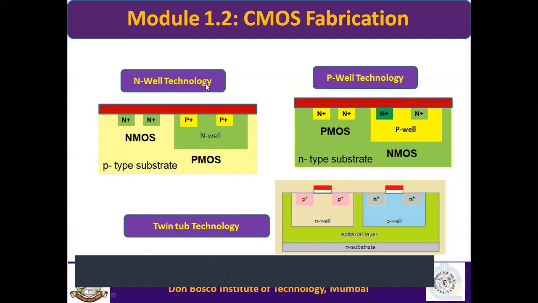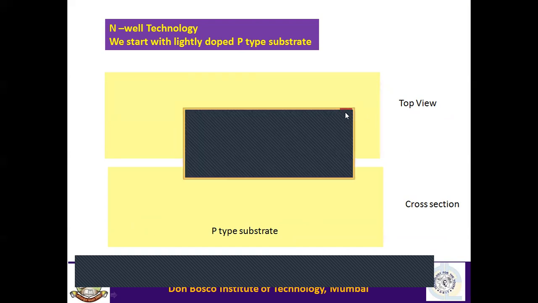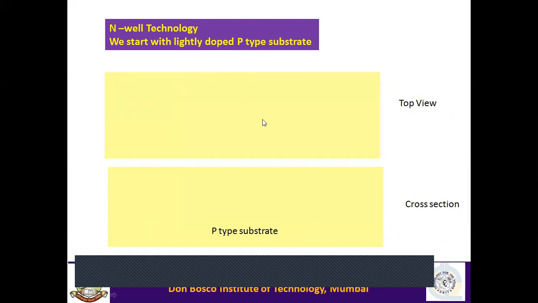So this one, the first one. Let us start with N-well technology. N-well technology starts with a P-type substrate. This is the P-type substrate. This is the cross section. Somewhere else we have taken the cross section. From the top, you see substrate everywhere. We start with a lightly doped P-type substrate.